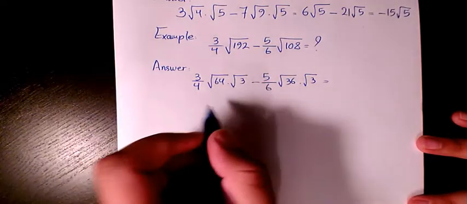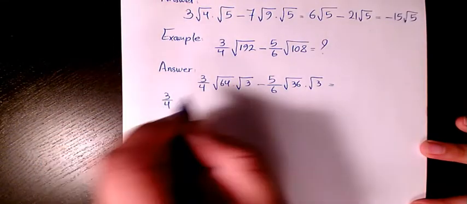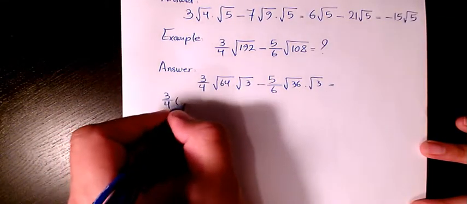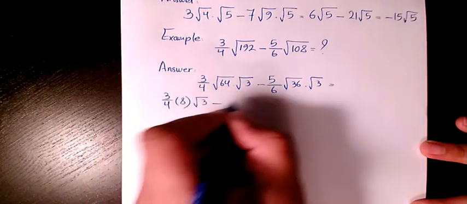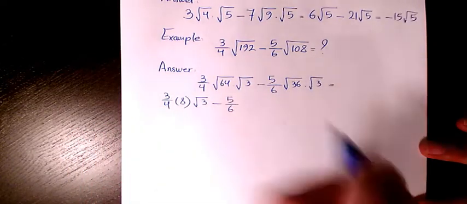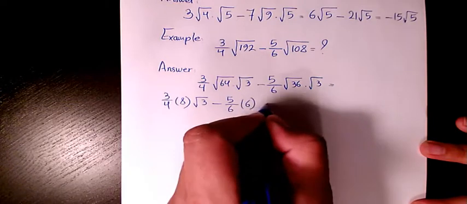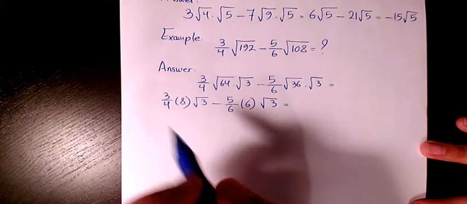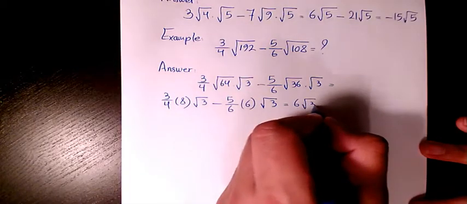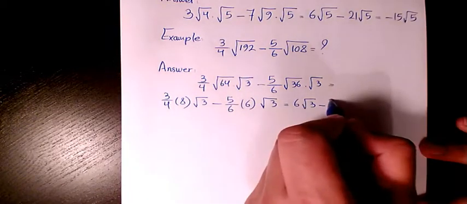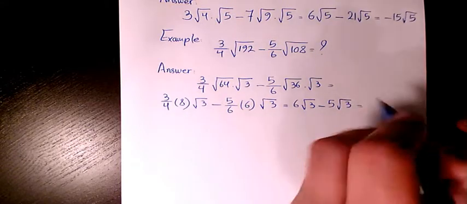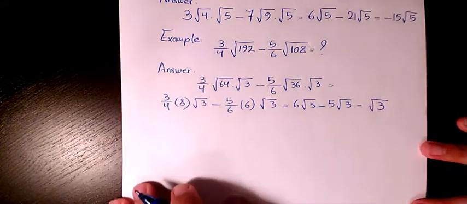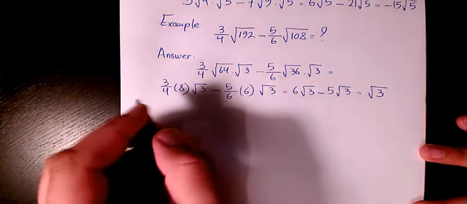Then I will have 3 over 4. Square root of 64 is 8 root 3 minus 5 over 6. Square root of 36 is 6 root 3, which makes it 3 over 4 times 8 is 6. So 6 root 3 minus 5 root 3. 6 minus 5 is just 1 times root 3.